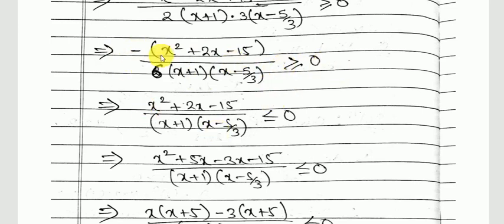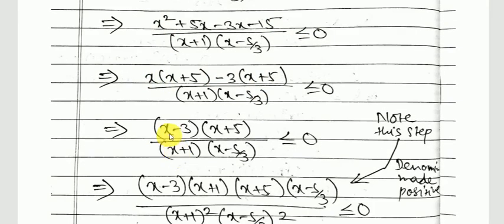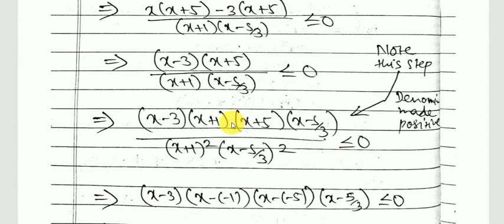Okay, so by multiplying by minus 6 you get this. Now this numerator is a quadratic expression, factorize it. So you have factorized, so you will get (x minus 3)(x plus 5), and down you get (x plus 1) into (x minus 5/3). Now this step is important. We had done it in the previous question also.